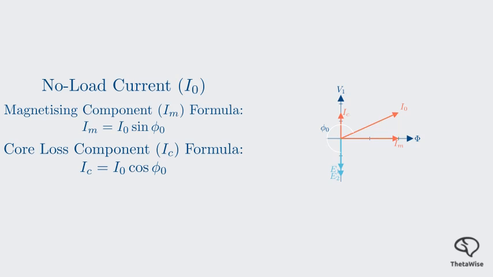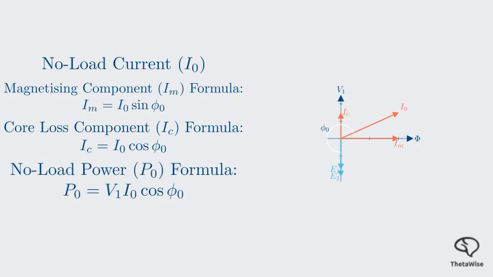It's the active component. The no-load power, also known as the iron losses, is calculated like any AC power. The power on open circuit P sub 0 is the product of the primary voltage V sub 1, the no-load current I sub 0, and the cosine of the phase angle phi sub 0.